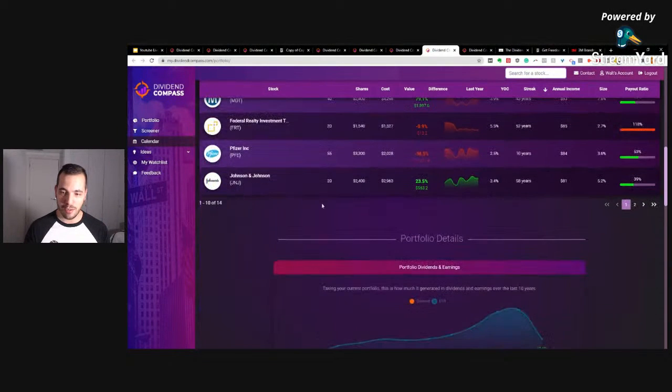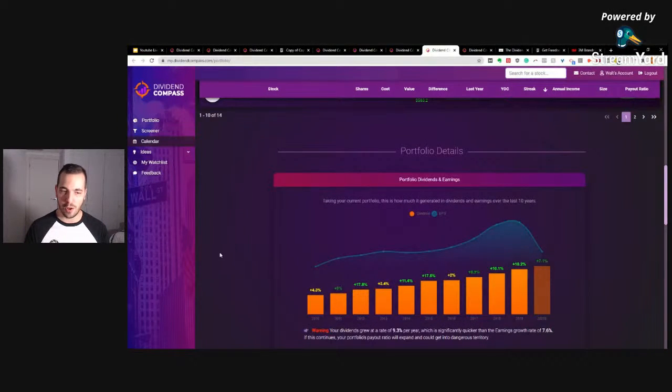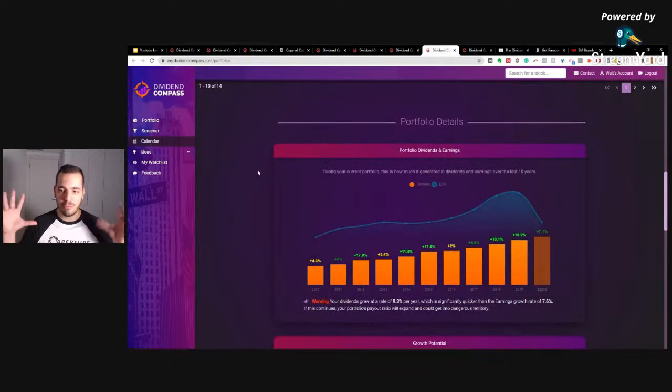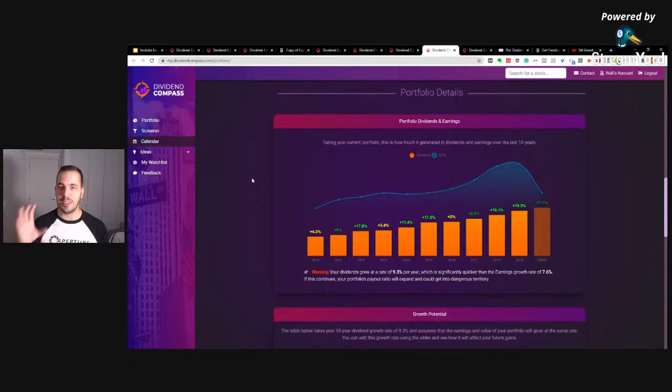If you scroll down here, this is basically the reason why I programmed the Dividend Compass. Because this doesn't really exist out there unless you've got a really complex spreadsheet and somehow you have integrated it with a really powerful API. This on the fly, literally takes only a few seconds. This is going to tell you the specific dividend growth rate of your current portfolio.